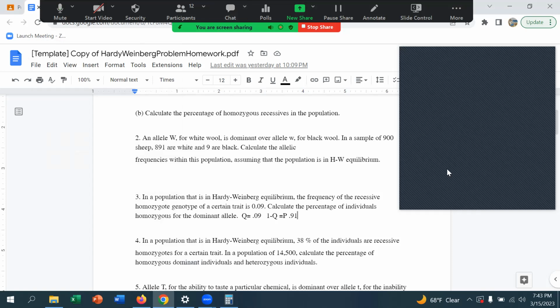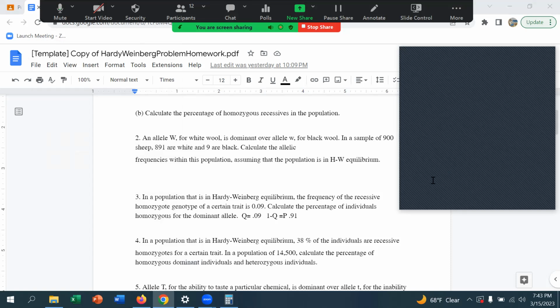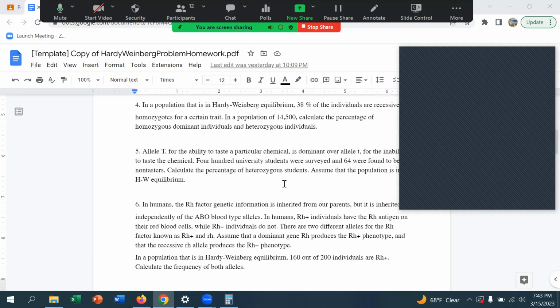Okay, everyone in the meeting. So what do we try to find? P squared equaled 0.83. That's what it's asking for: calculate the percentage of individuals that are homozygous for the dominant allele. We just did it. Number 4, I did in class. Okay, let's go to number 5.